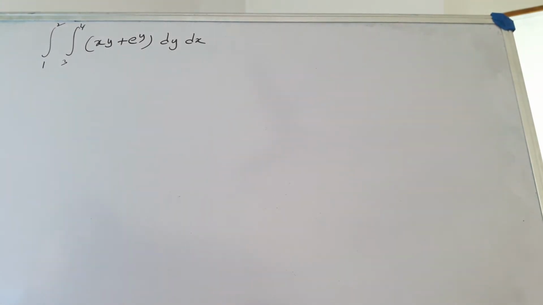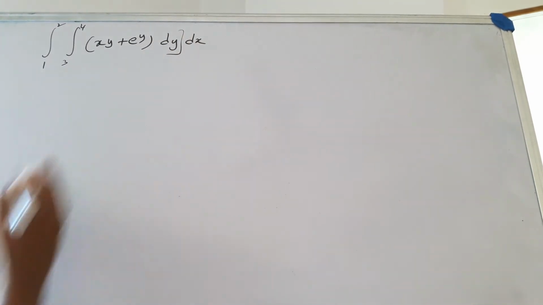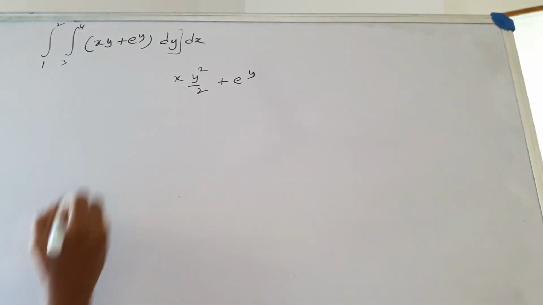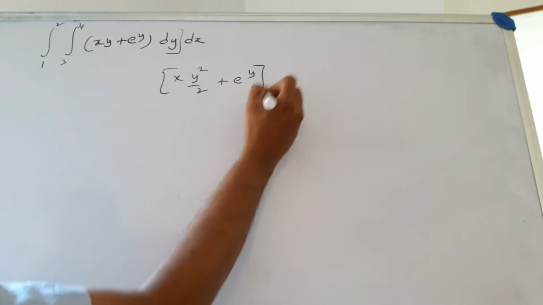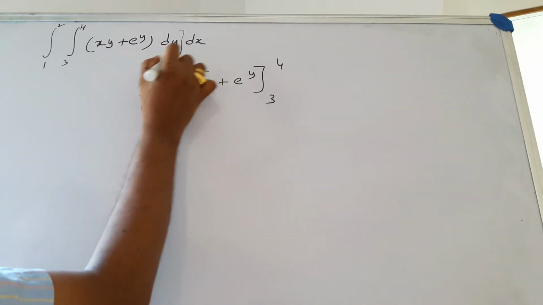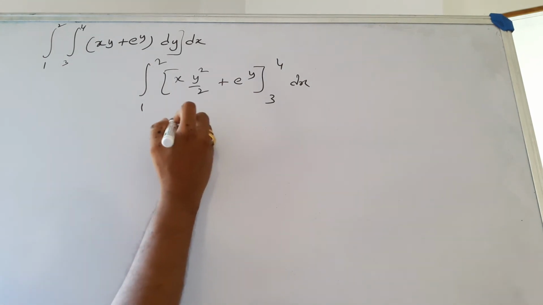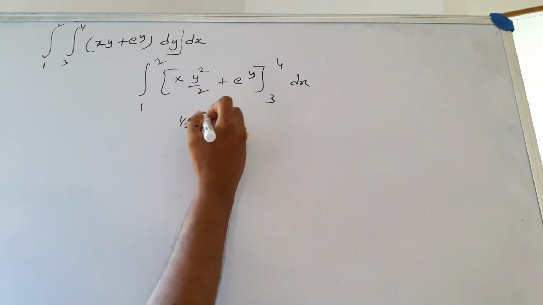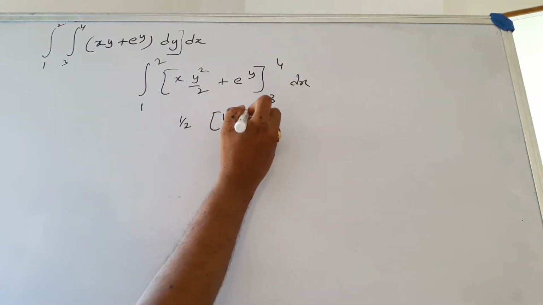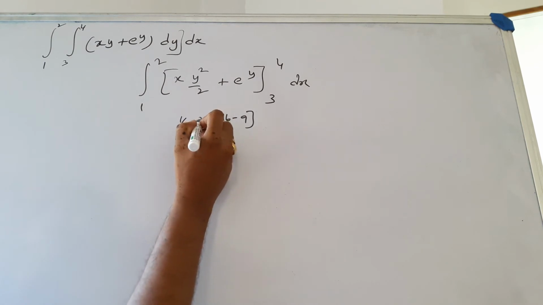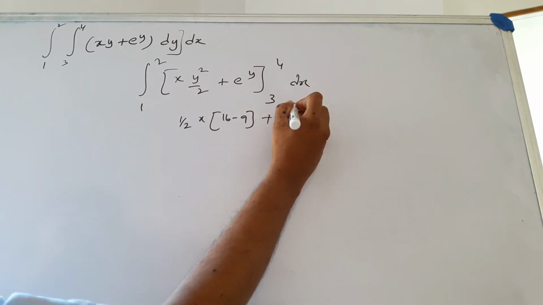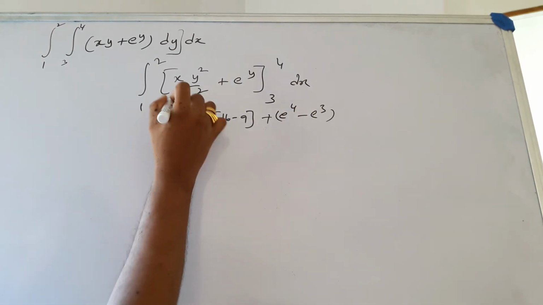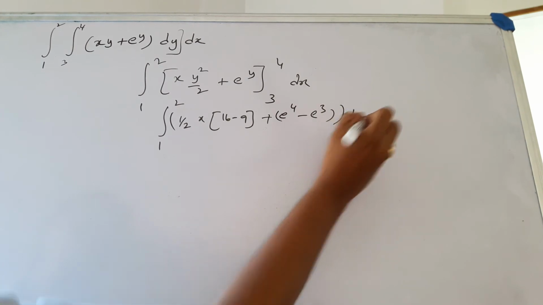Let us try to evaluate this. Now first is integrating with respect to y. So I get x y square by 2 and e to the power of pi, limits 3, 4, 1 to 2 dx. Let us substitute it. So I get by 2, this is 16 minus 9. Okay, so x will be there, and this is e to the power of 4, e to the power of 3. Okay, integration 1 to 2, and this is dx.